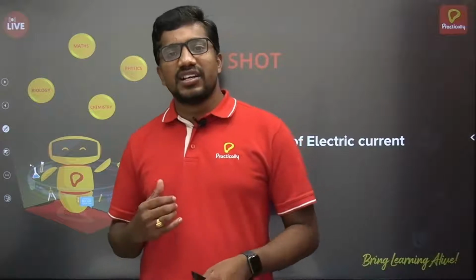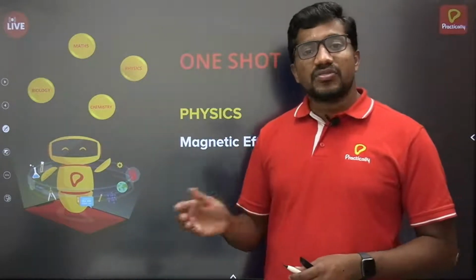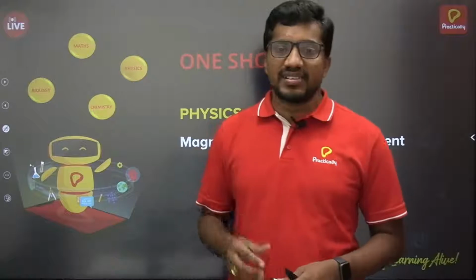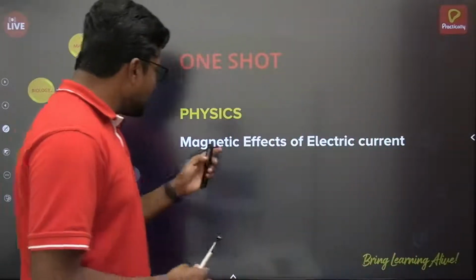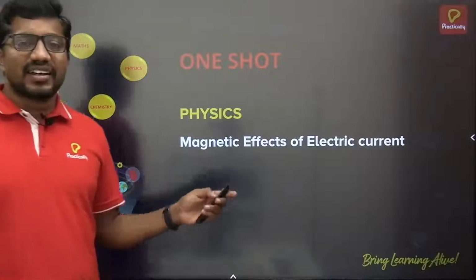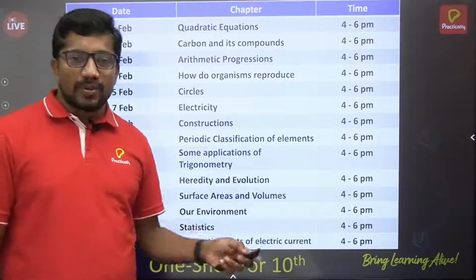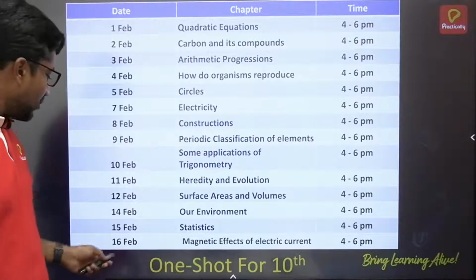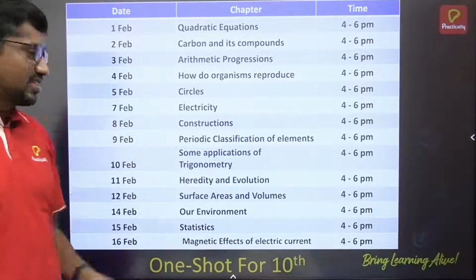In today's session, it is the magnetic effect of electric current. That means when electric current flows through a conductor, what observations can we have? That is what we are going to discuss in this chapter. This entire chapter began with an experiment that we are going to discuss. These are the sessions that you have attended, and today we have magnetic effects of electric current, which is the last session of these one-shot sessions.